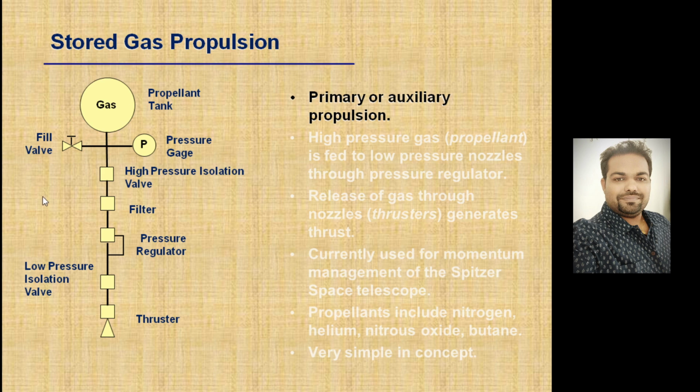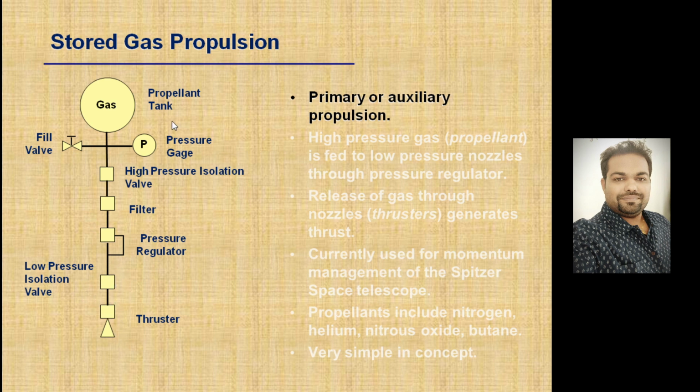We have a gas container where we store gas at very high pressure. This is the pressure gauge, which will tell you the initial pressure of the gas coming out. This is a high pressure isolation valve, right? Then a filter removes any foreign particles from the gas which is expelled through the thruster. After the filter, a pressure regulator regulates the pressure at which gas needs to be sent to the thruster. Then a low pressure isolation valve.